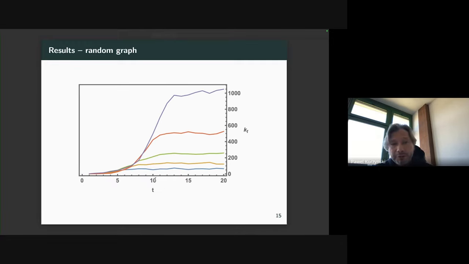Now, these are the results for the random graph. I considered a few cases. The smallest plot, the one at the bottom, this navy blue one, corresponds to 100 qubits. Then the orange one corresponds to 200 qubits. The green one corresponds to 500 qubits. Then the red one corresponds to something like 1,000. And the purple one corresponds to 2,000 qubits. What you see here is a huge exponential growth of this distance. And then, of course, there is saturation for the same reasons as I discussed a moment ago.